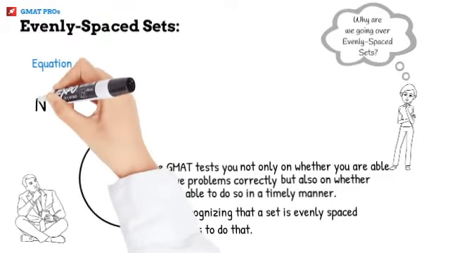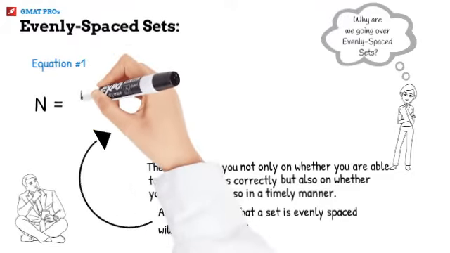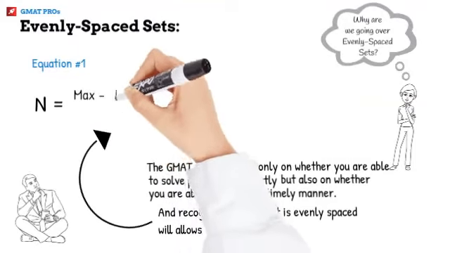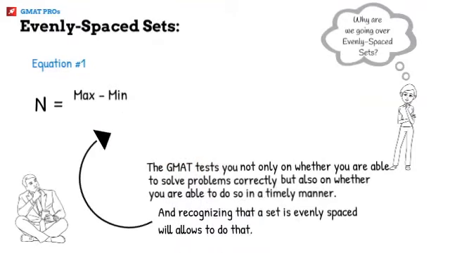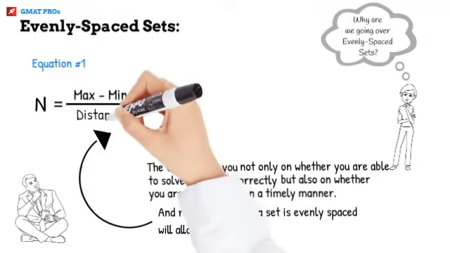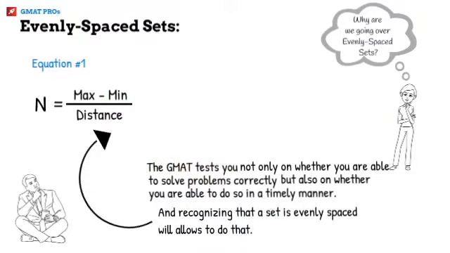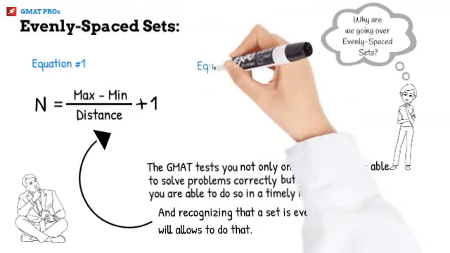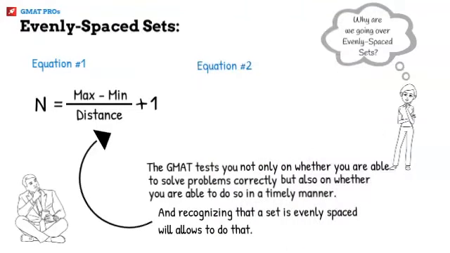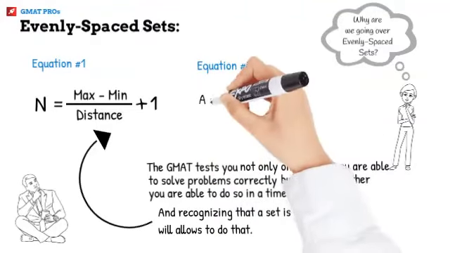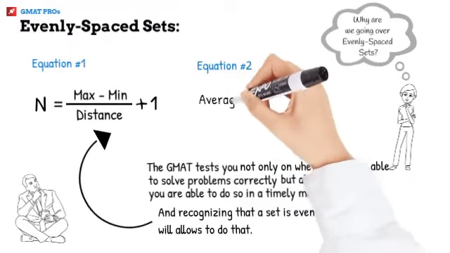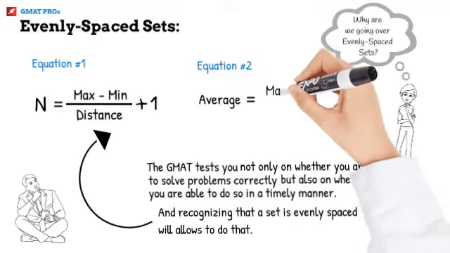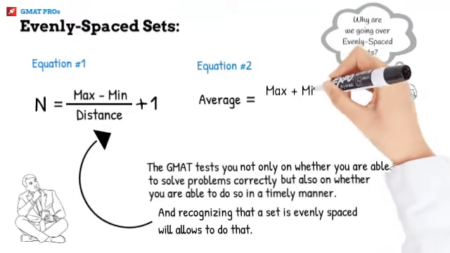Equation 1 is the number of elements in the set is equal to the maximum number in the set, which is the largest number in the set, minus the minimum, which is the smallest number in the set, over the distance or the gap between any two successive elements, plus 1. Equation number 2 allows us to find the average, which is equal to the max plus the min over 2.